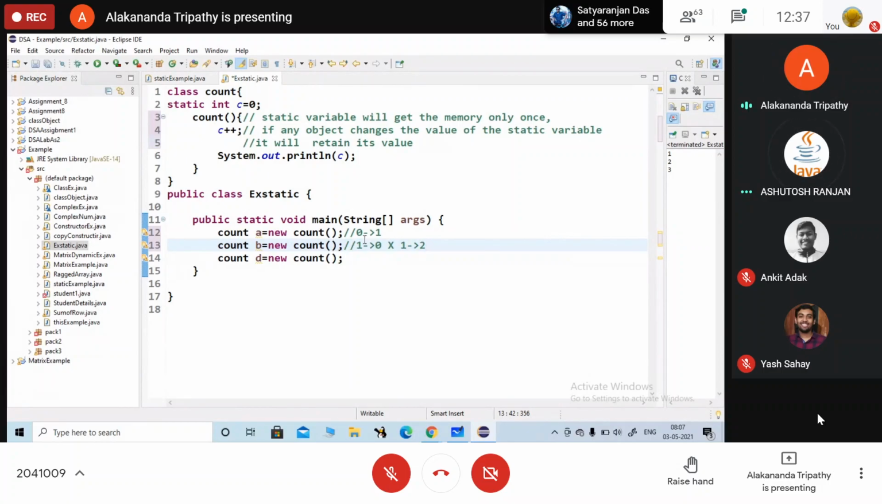Yes, ma'am. Okay, so it is saying that if any object changes the value of the variable, it will retain its previous value. But for your better understanding, write it down. मैं यहाँ पर previous लिख देती हूँ. Okay?